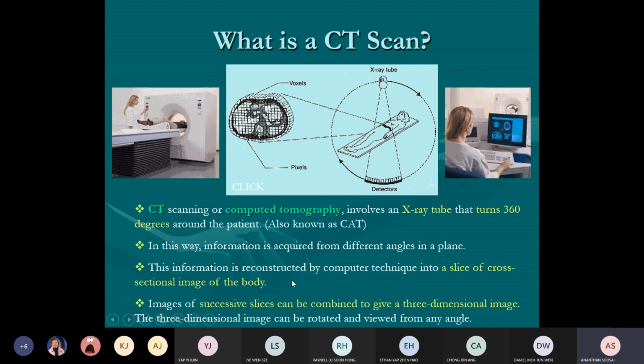So the information is reconstructed by a computer technique into a slice of cross-sectional image of the body. Slice by slice can be seen. Like you see here, the radiologist is seeing it slice by slice. When he moves the cursor, the slices will be added, slice 1, slice 2. So the doctor just goes through these slices, and he can see the abnormality if there is any.